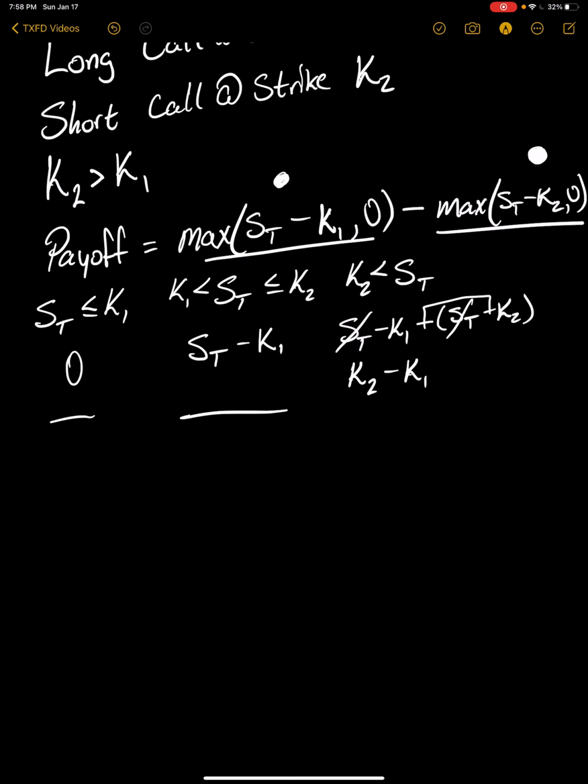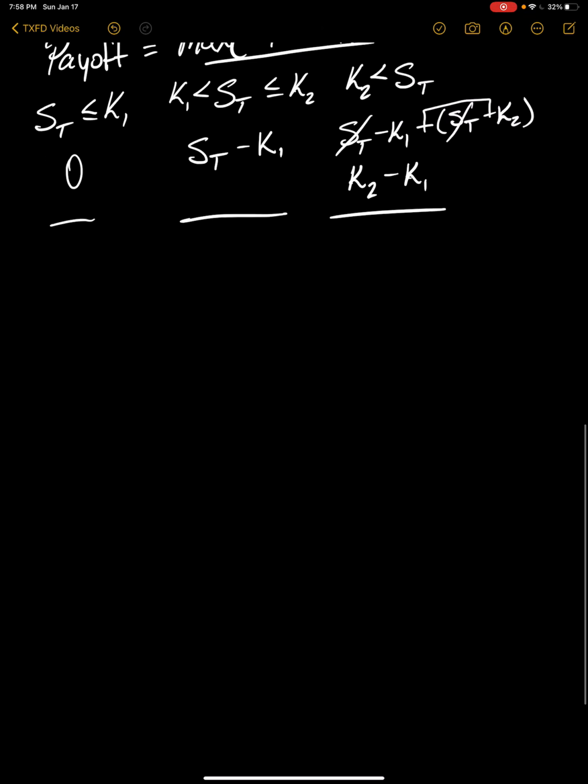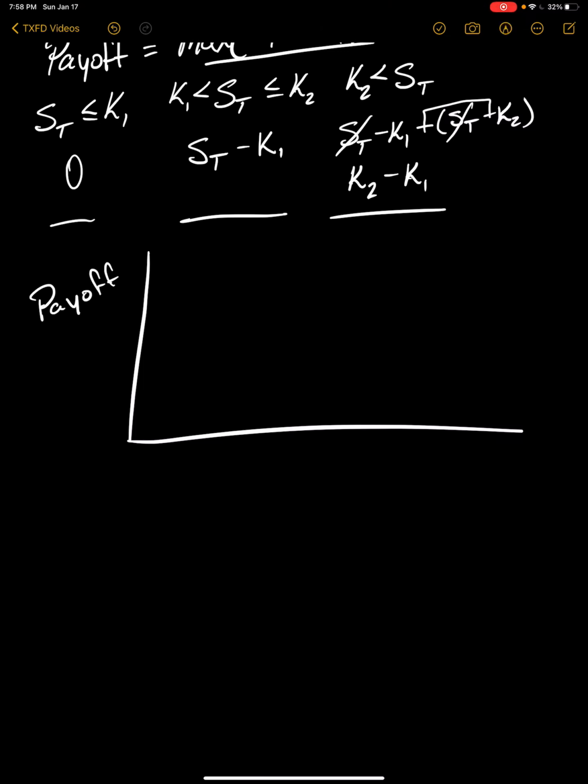We've got an increasing function in the stock price when the stock is between K1 and K2, and then we've got a fixed payoff of K2 minus K1 when the stock price is greater than K2. So let's draw a payoff diagram for the bull-call spread, call-bull spread.